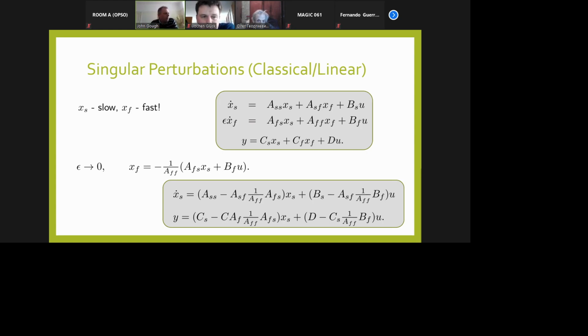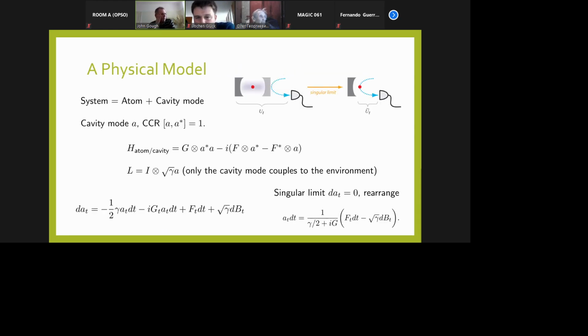Now, we're going to try and do a singular perturbation of this type here on the cavity mode. This is a problem which I looked at a long time ago with Ramon van Handel. Our system is actually going to be comprised of two different systems. There's an atom, which in the picture is the red dot, and that's going to be contained inside a cavity mode. So that's going to be the A, A dagger. The cavity mode is going to be open.